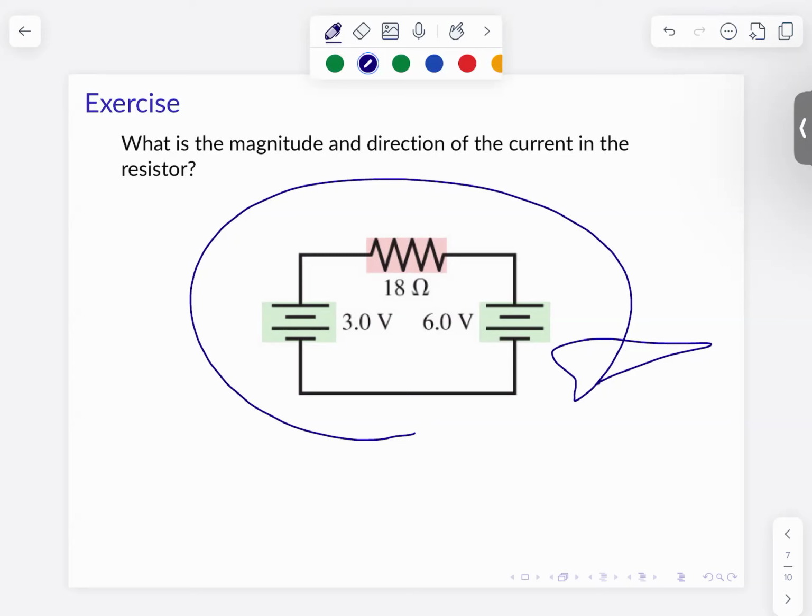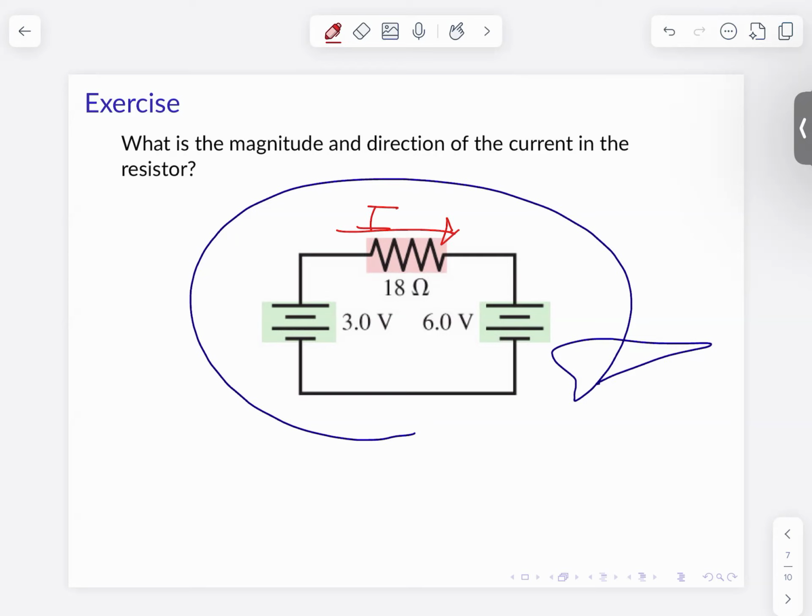I'm going to guess the direction of my current is going in the same direction as my analysis path. To the right in that resistor, obviously, if it goes to the right in this resistor, it will go down. This battery will go up. So I'm guessing that current is flowing clockwise, and I'm going to analyze clockwise.